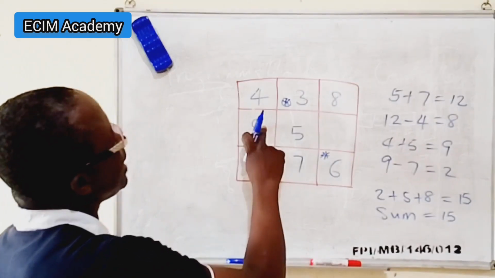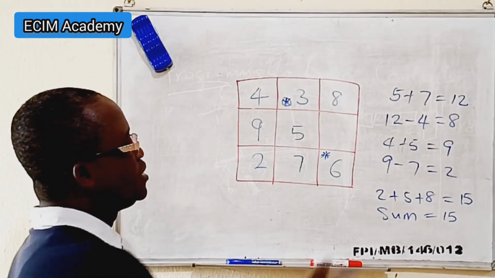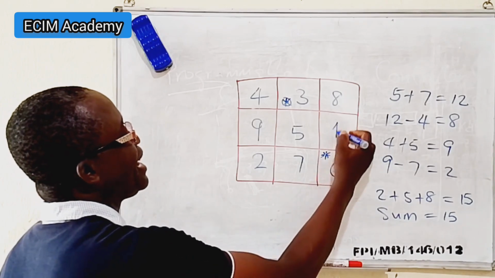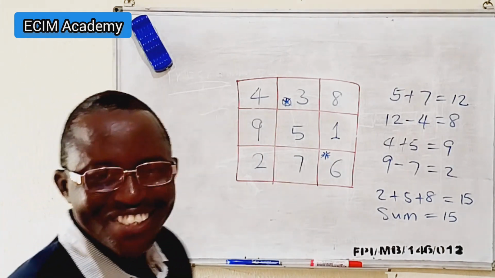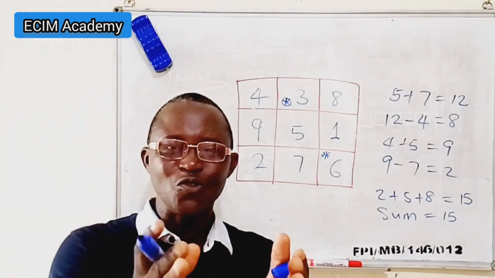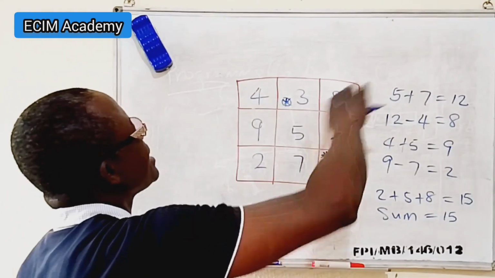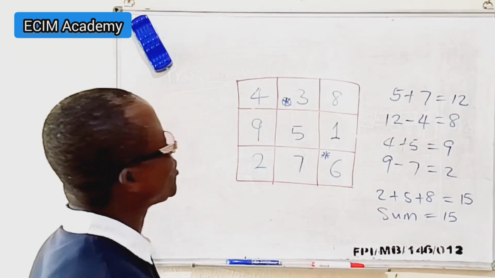Therefore, we can complete the last cell. 9 plus 5 is 14. 15 minus 14 gives us 1. And that is the answer. So the summation of all columns is equal to 15. All rows equal 15. Both diagonals, this diagonal and this diagonal, the summation is also equal to 15. You can try that also.